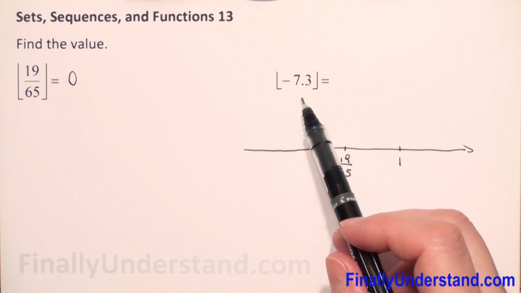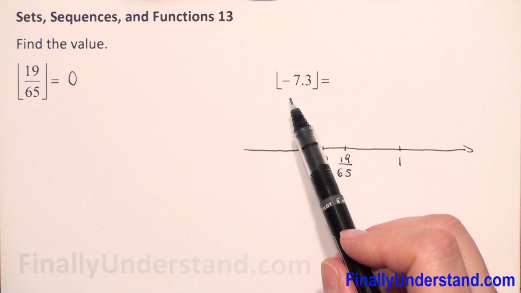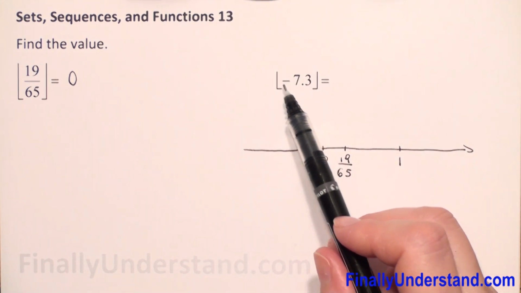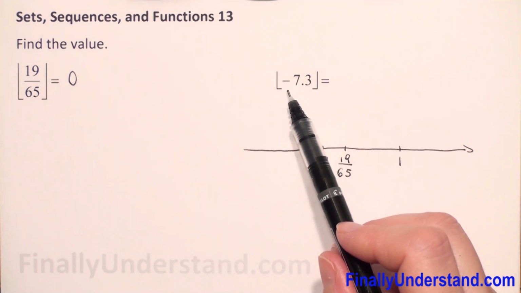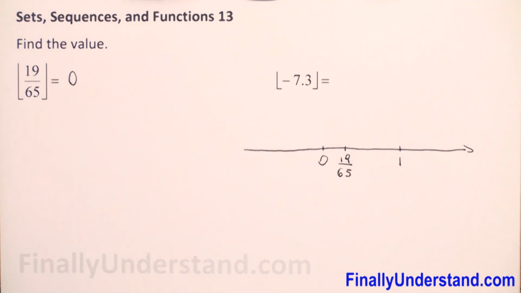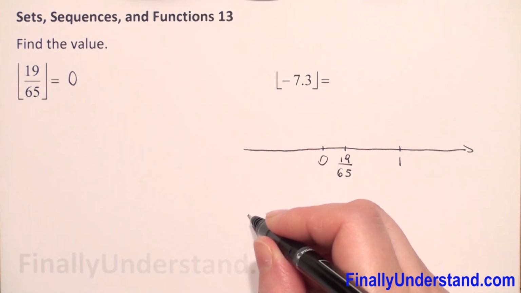In the second example, we have negative 7.3. We have to find the floor of negative 7.3. So let me draw the next number line.